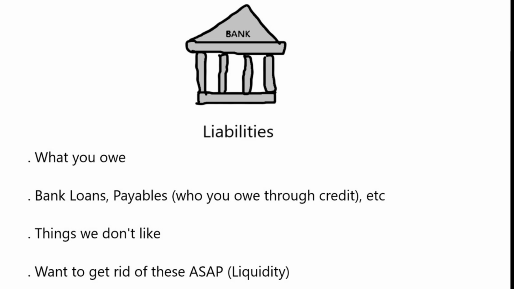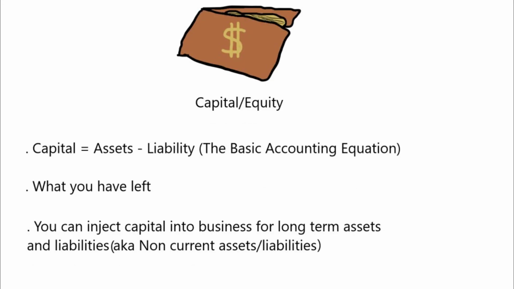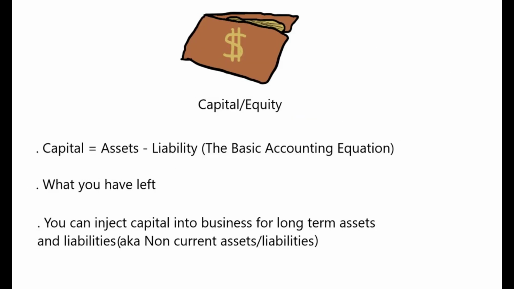probably this week. Now, capital, also known as equity, this is equal to the difference in your assets and liabilities, so it's what you got left. This is called the basic accounting equation. So say if you had £200 in assets, £100 in liabilities, you'd have £100 left, which would be your capital / equity. But you can also inject capital into your business as well.